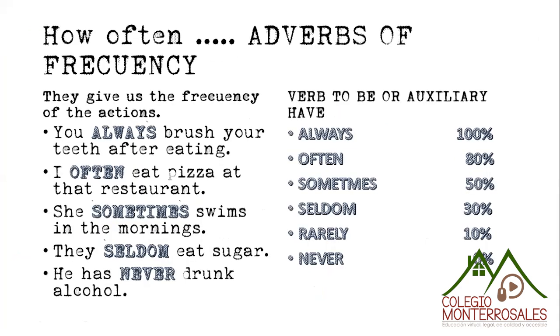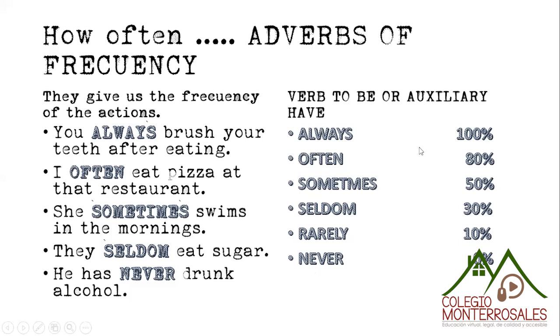All right. So here we have the third aspect, aspect number 3 for our adverbs of time. And here we're going to see some words that are called adverbs of frequency. Okay, the frequency that we use to do some actions. So here we have a few words. We have always, often, sometimes, seldom, rarely, and never.